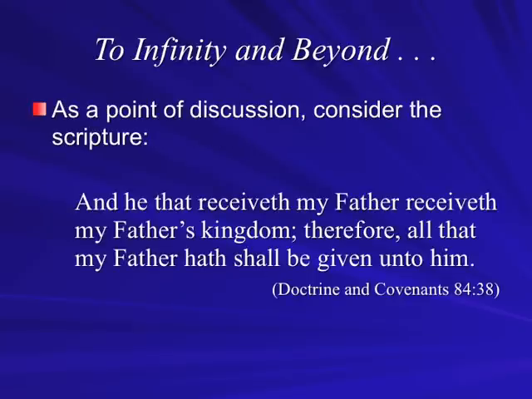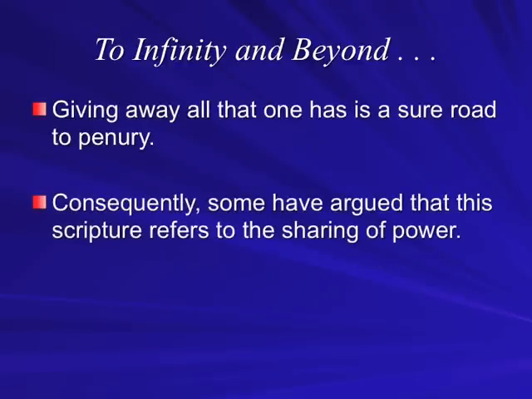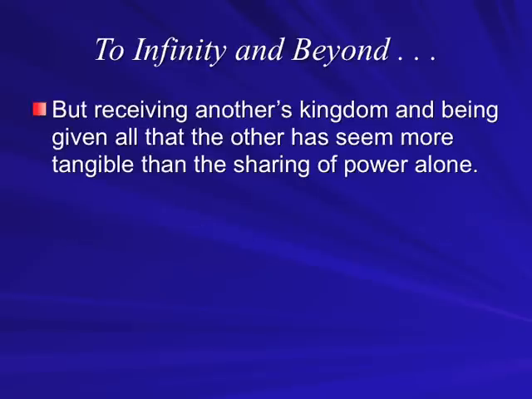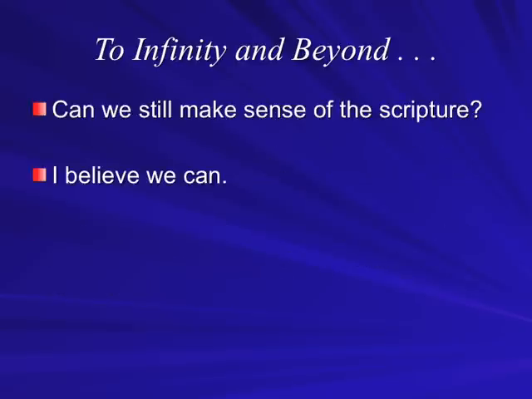As a point of discussion, consider the scripture, "And he that receiveth my Father receiveth my Father's kingdom. Therefore all that my Father hath shall be given unto him." Giving away all that one has is a sure road to penury. Consequently, some have argued that this scripture refers to the sharing of power. But receiving another's kingdom and being given all that the other has seem more tangible than the sharing of power alone. Suppose this scripture also refers to the sharing of tangible, though perhaps celestial, possessions. Can we still make sense of the scripture?